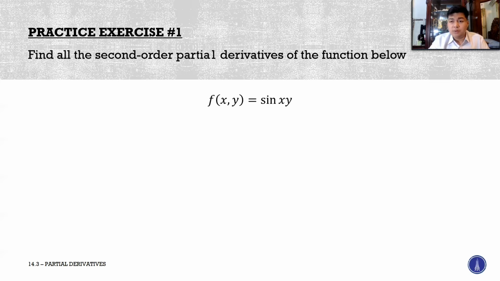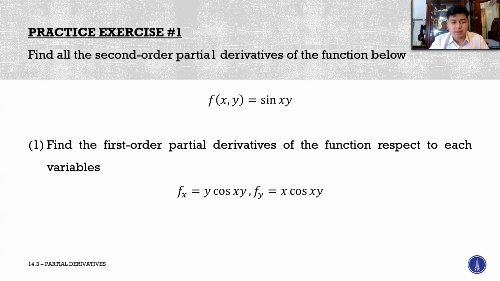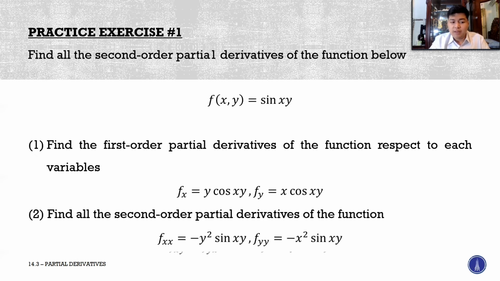In order to do this, we first have to find the first order partial derivative of the function with respect to each variable, which gives fx equals y cosine xy and fy equals x cosine xy. And finally, we can find the second order partial derivatives of the function. Fxx is equal to negative y squared sine xy, and fyy is equal to negative x squared sine xy.